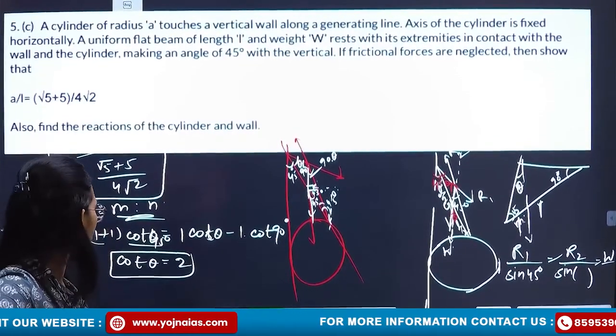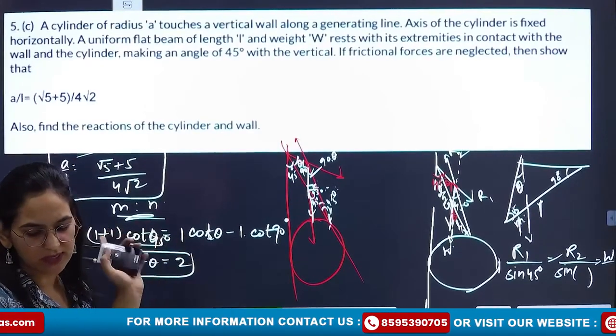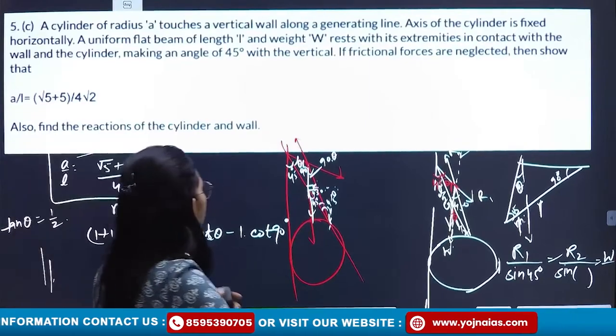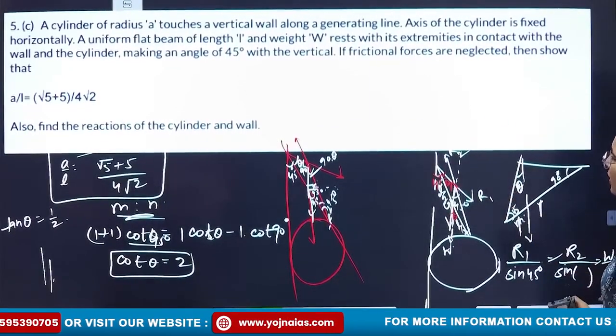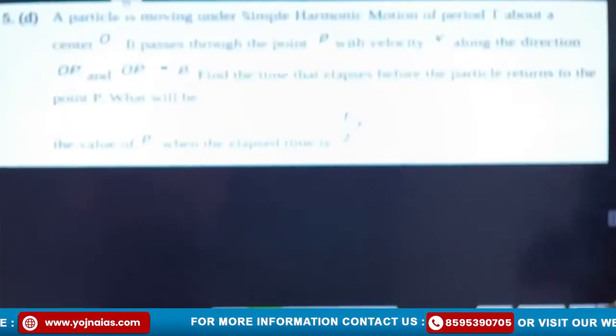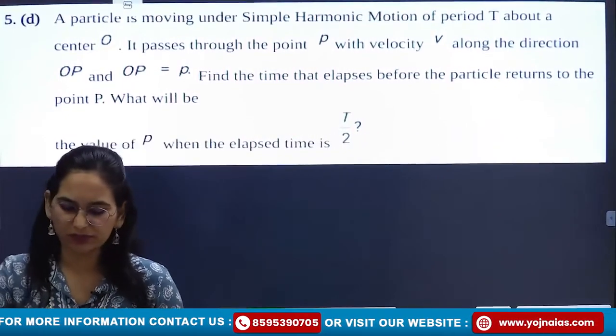Okay, and find out this W using cot theta is equal to this. All the values will come here, then you will end up with the required answer. This is just application of Lami's theorem and MN theorem. After that, this is also one of the questions from dynamics.